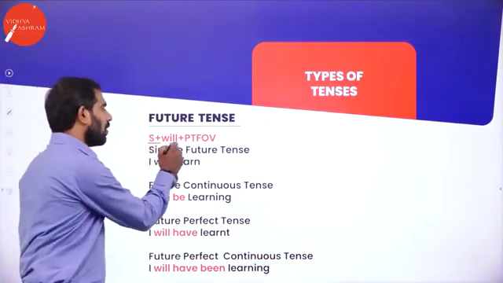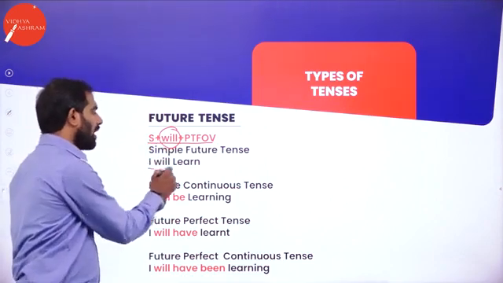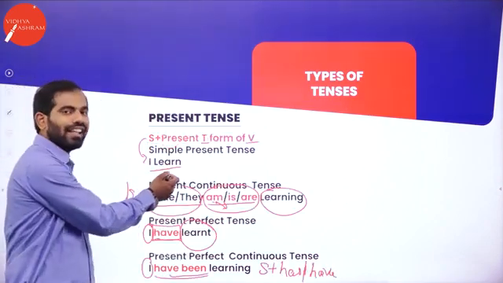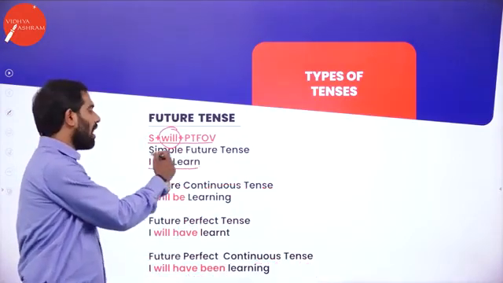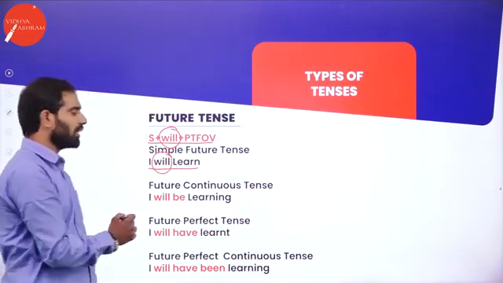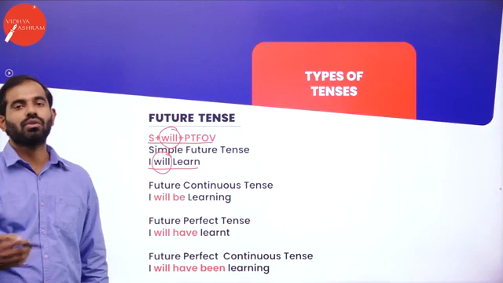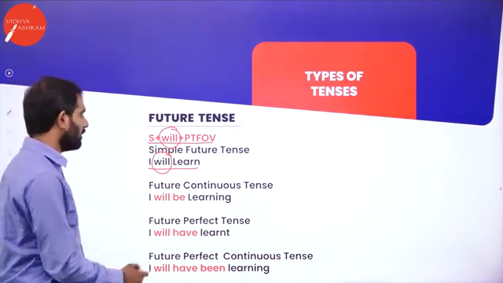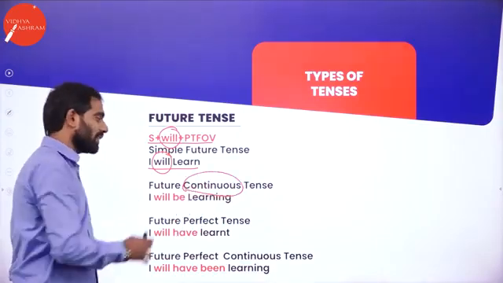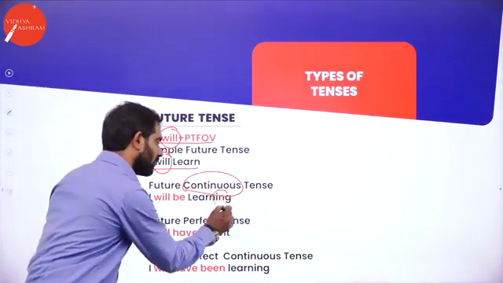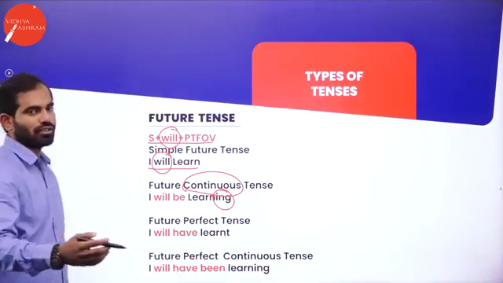Here, only thing that we need to add is will. I will learn. So "I learn" is simple present tense, but in future, I will learn. You need to make use of this auxiliary verb again. So "I will" indicates the action which is going to happen in future. In future continuous, keep one thing in mind. If you see the word continuous, you need to have the ing form. Ing form will indicate process or progress.